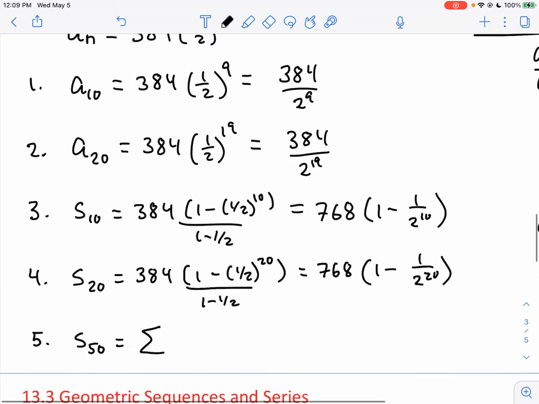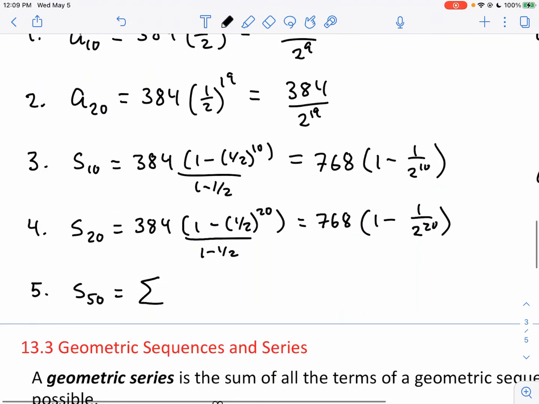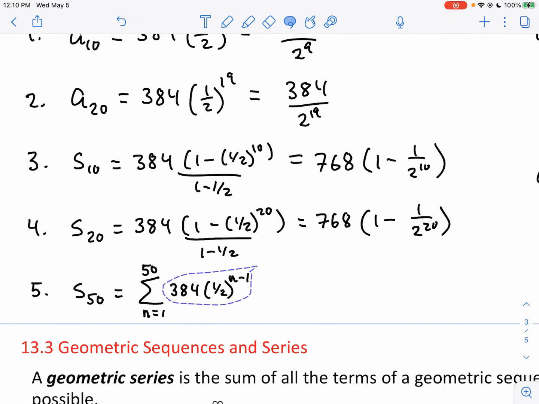Using sigma notation, all you have to do is put the explicit formula in as your summand. So 384 times 1/2 to the n minus 1, and we're going to go from n equals 1 to 50. This will give you those 50 terms. If you start with an index of 1 and end on 50, that does represent 50 terms. And this gives you all the different terms we need to add together. So this is what your sum would look like using summation notation.